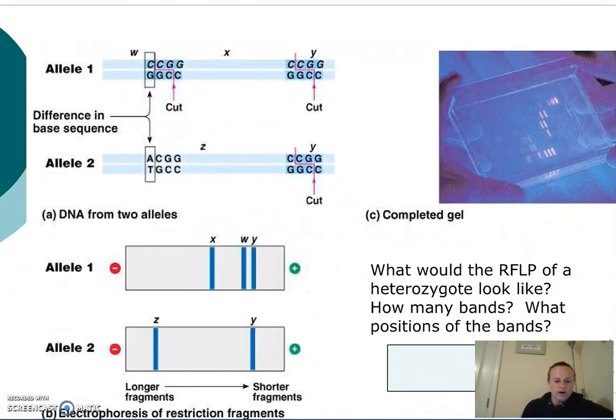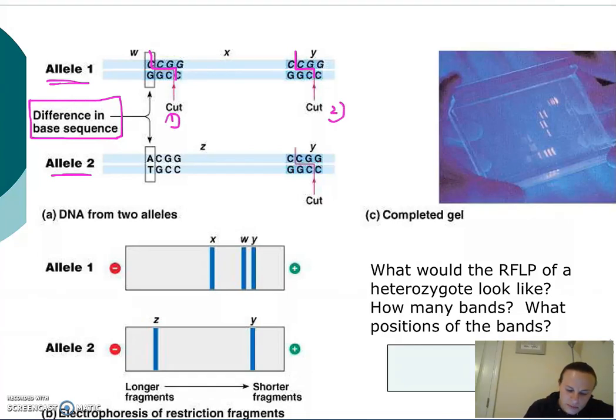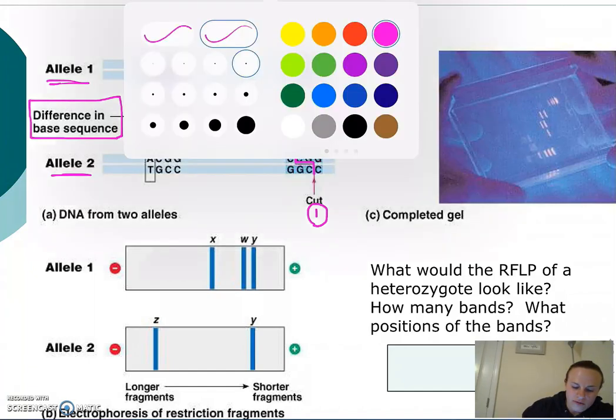Here we've got allele 1 and here we've got allele 2. Do you notice that there is a slight difference in their base sequences? However, if we use a restriction enzyme that cuts at CCGG, in between the C's, do you see that in allele 1, I have 2 restriction sites, so I'm going to have 2 cuts. But in allele 2, I only have 1 restriction site, so I'm only going to have 1 cut. So when I have 2 cuts, I'm going to make 3 fragments.